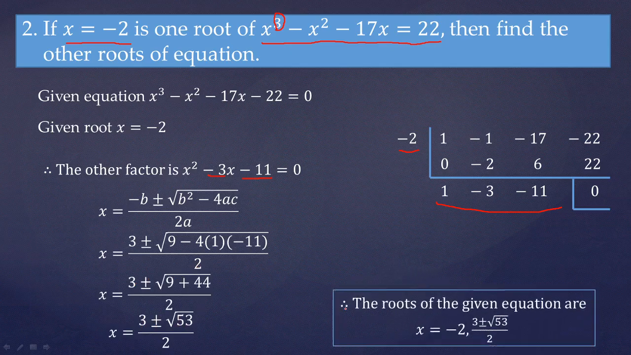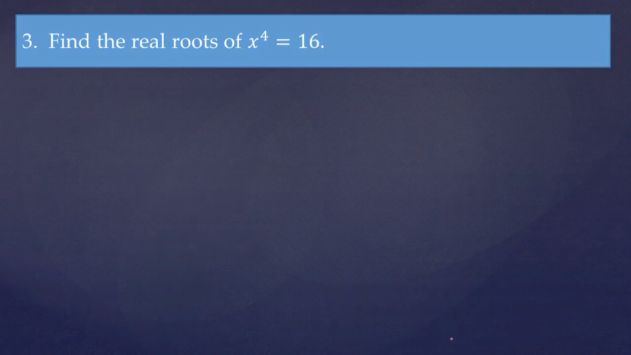So the roots of the given equation are: one root is given as minus 2, and the other roots are 3 plus or minus square root of 53 by 2. These are the roots for the given equation. And the third question, find the real roots.